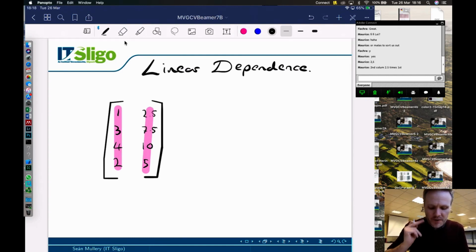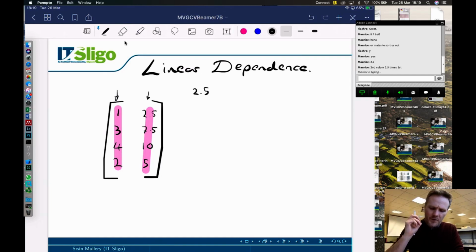Okay, so the thing is here that they're not linearly independent, which means that there is a linear dependence on them. And all that basically said is that we can take some combination of the first column here in order to get the second column. And Maurice has correctly spotted that combination, or that number, is 2.5. If I multiply the first column by 2.5, I get all the numbers in the second column.